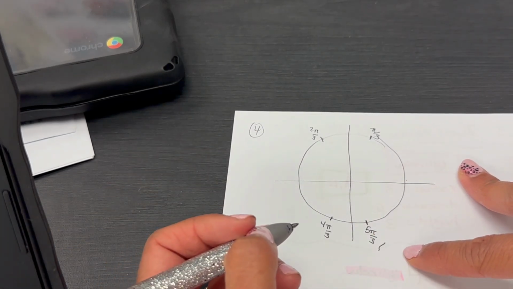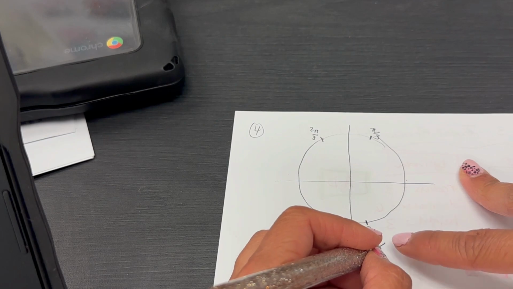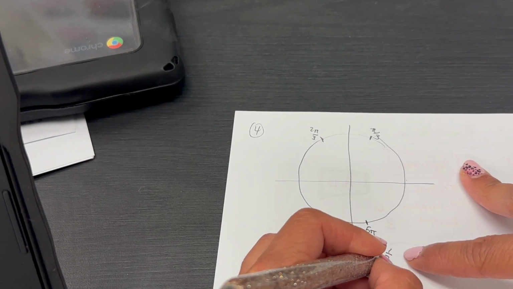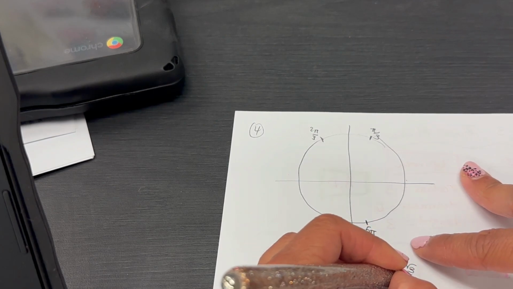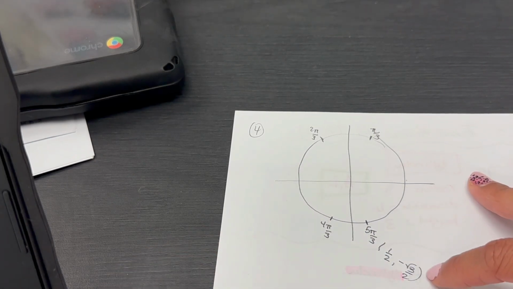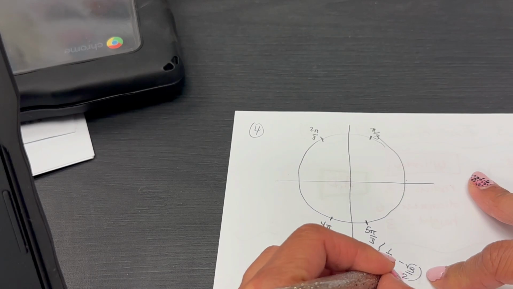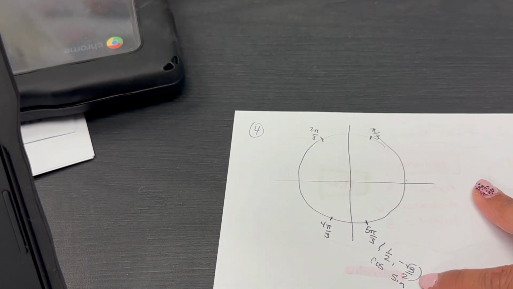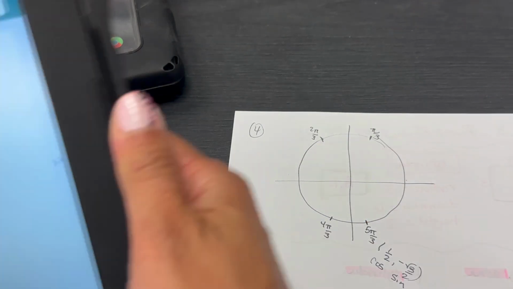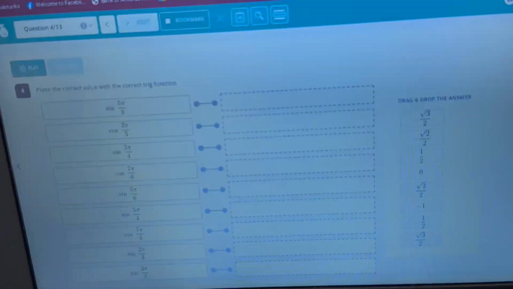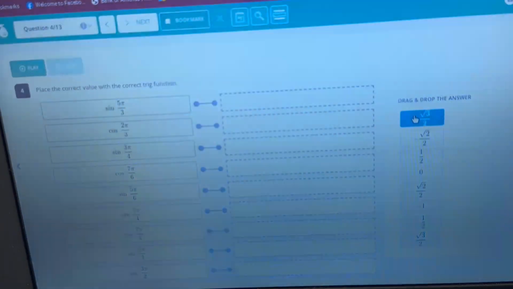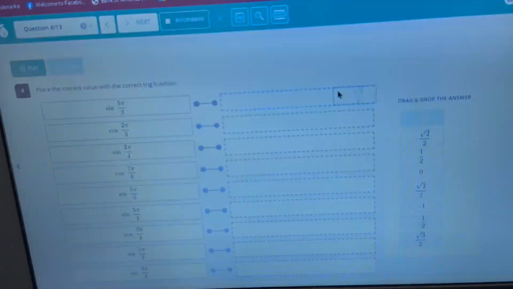At 5 pi over 3, it would be a positive x and a negative y. So that is a positive 1/2 and a negative square root of 3 over 2. All right, so this helps me because the sine is the y value, because cosine is x, sine is y. So the sine is negative square root of 3 over 2. So I know what to drag and drop here. So negative square root of 3 over 2, dragging and dropping.